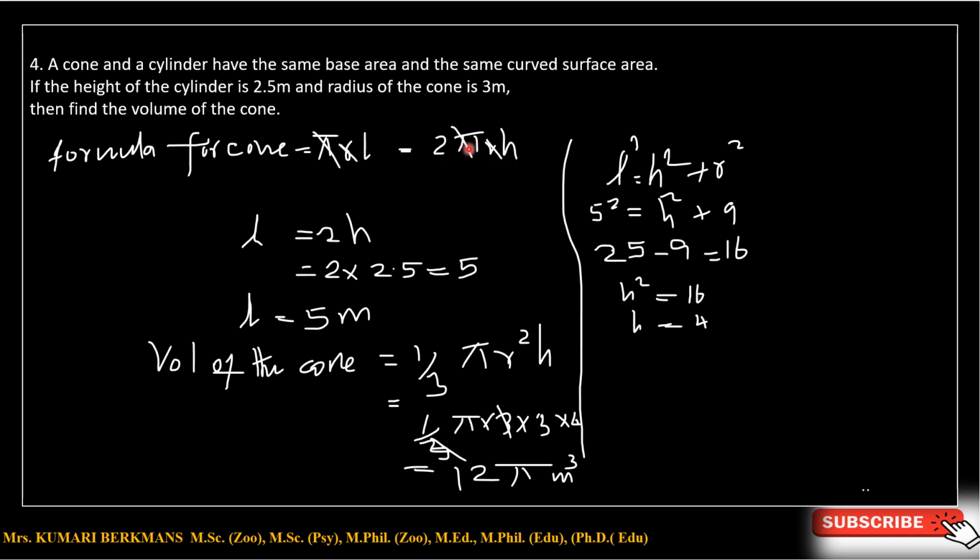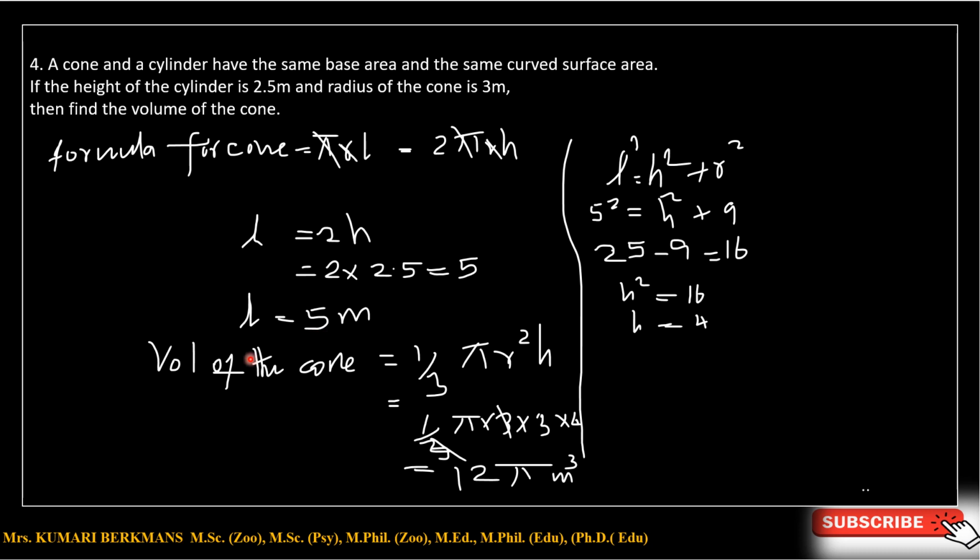Okay, so let us cut this pi and this pi and strike out this R and this R. Then what we get? L is equal to 2H. So L is equal to 2 into 2.5. The height of the cylinder is already given, 2.5. So 2 into 2.5 is equal to 5. So we got the length.